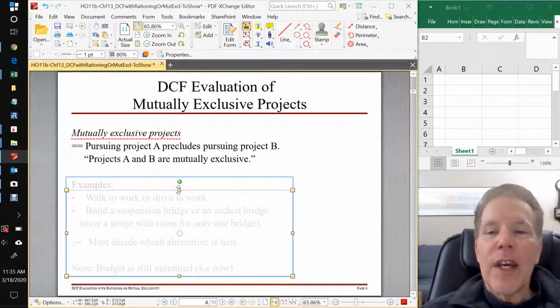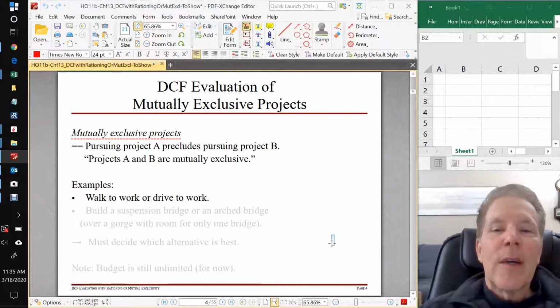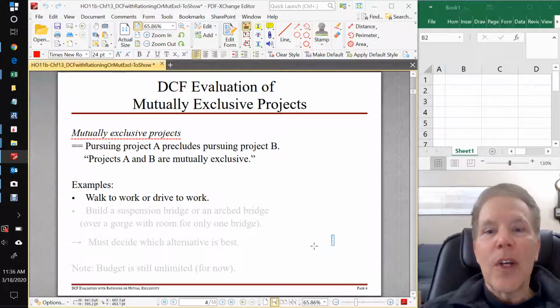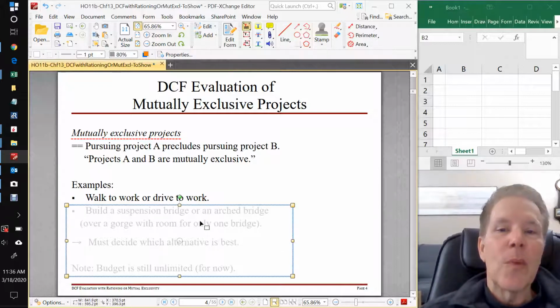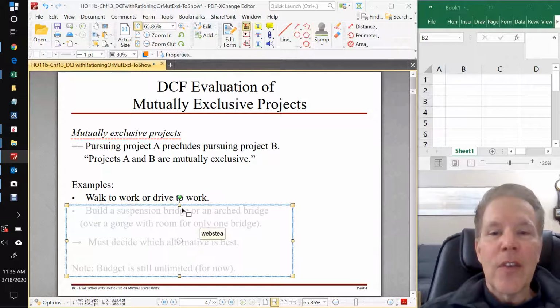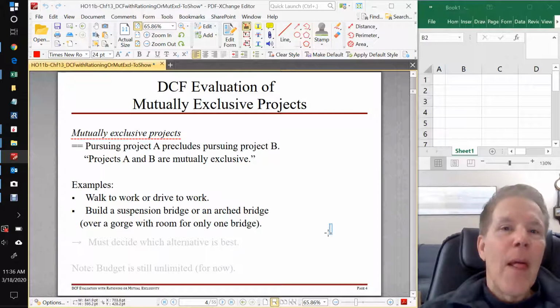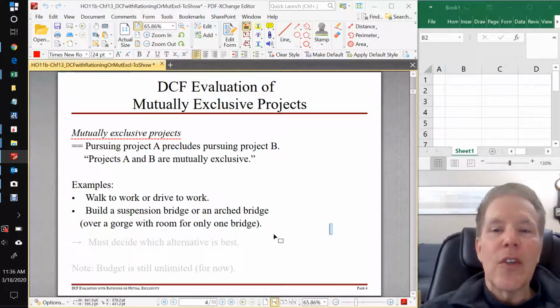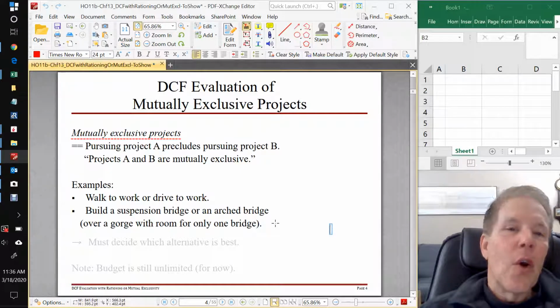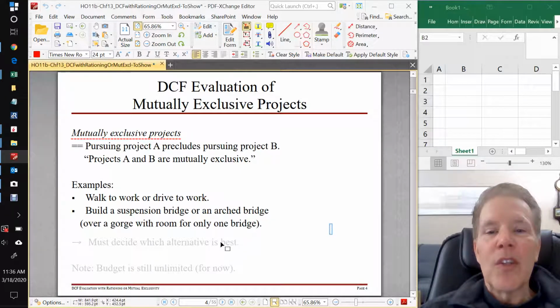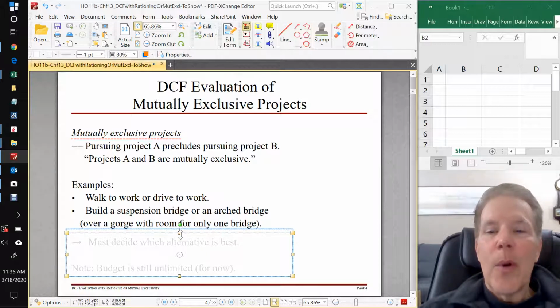Let's look at some examples here. So one example is getting to work. We could walk to work or we could drive to work. That's assuming we are going to work, which many of us are not doing right now and may not be doing for a while, sitting here in March 2020. If we have a gorge with room for just one bridge and we want to build a bridge across that gorge, we could choose to make a suspension bridge or an arched bridge, but there's only room for one bridge, and so we couldn't do both.